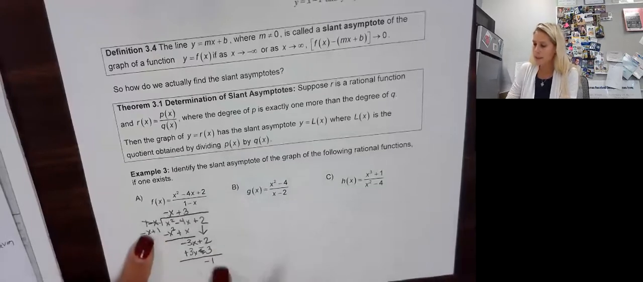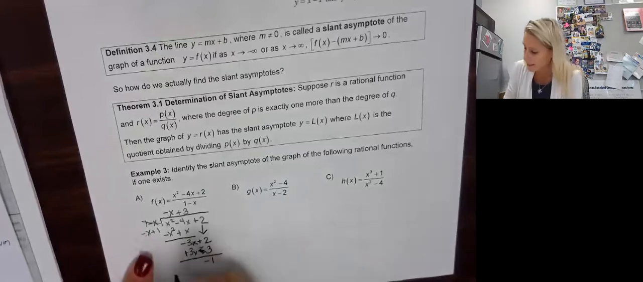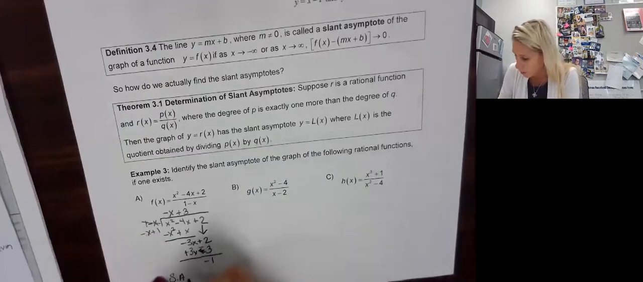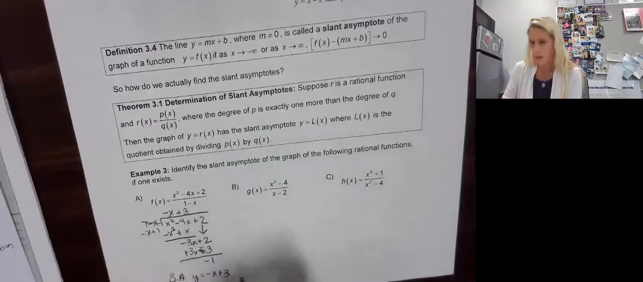And as you can see, I'm all done, right? I can't make x look like negative 1. And it's okay that there's a remainder. What that means is that there is a slanted asymptote at the equation y equals negative x plus 3.